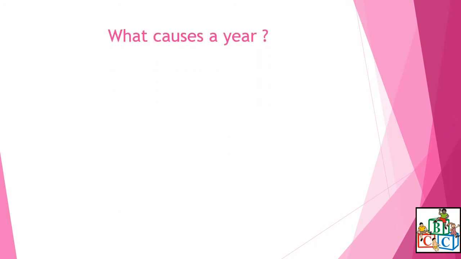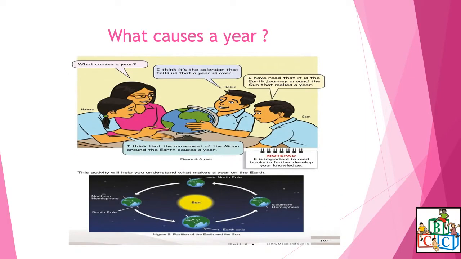Let's start with our class. Open your book, page 107. What causes a year? We are going to do this topic today. In our previous class, we talked about the solar system.